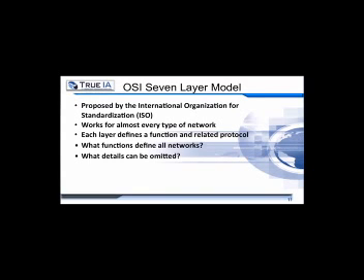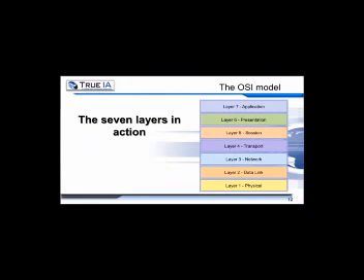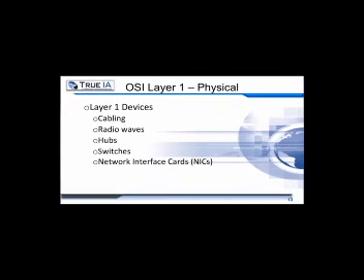With the OSI 7-layer model, it was originally proposed by the International Organization for Standardization. It works for almost every type of network. Each layer is well defined with a function and a related protocol. So here is the OSI 7-layer model: physical layer, data link, network, transport, session, presentation, and application. Let's look at each of these layers a little more in depth.